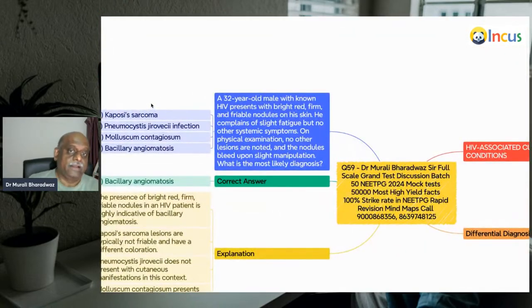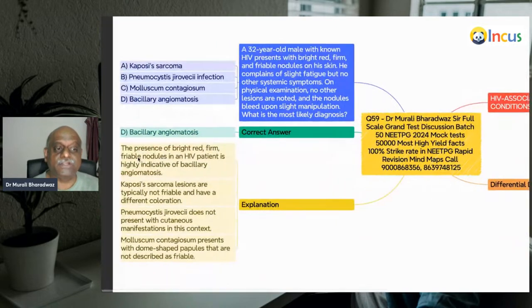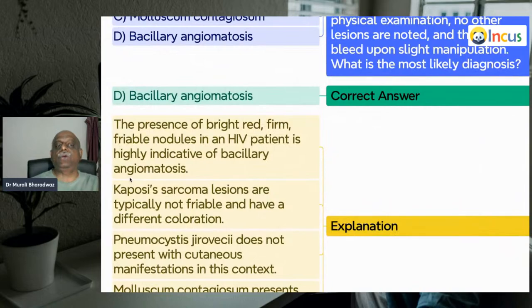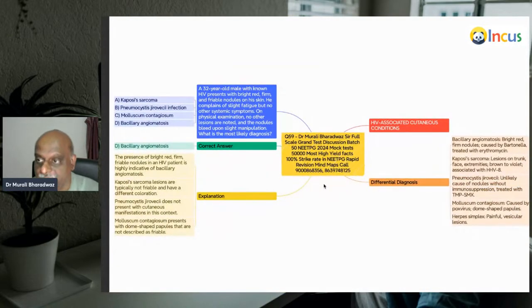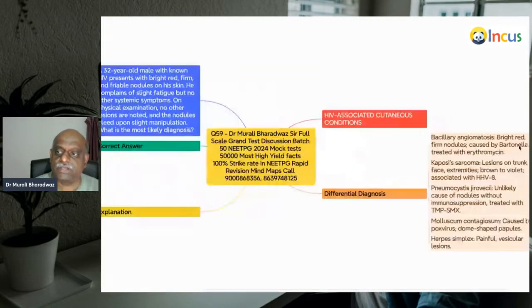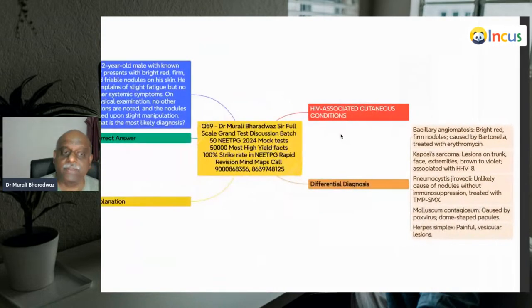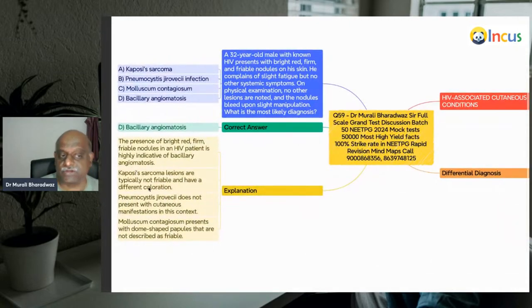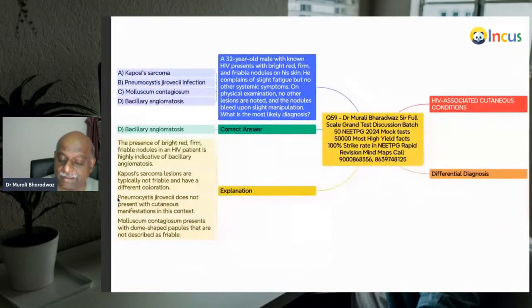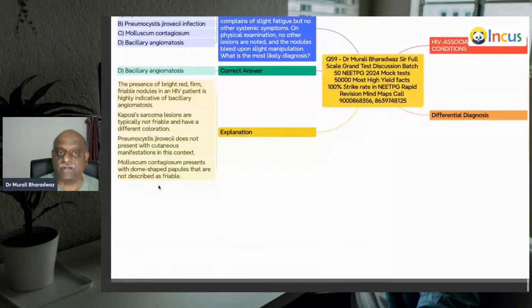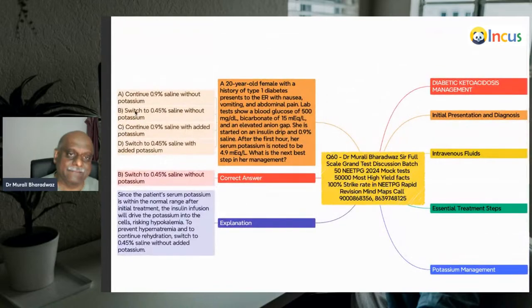A 32-year-old with known HIV with bright red, firm and friable nodules, which is typical of bacillary angiomatosis. It is caused by Bartonella henselae, the organism responsible. It is treated with erythromycin, is what you need to remember. Why not Kaposi? Because typically they are not friable, and they have a purple color.